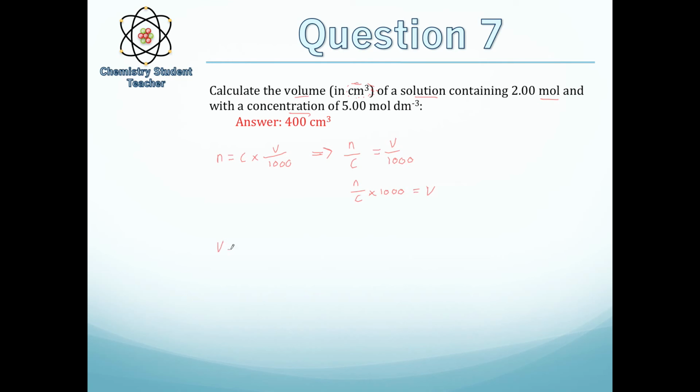So all we have to do now is, using the numbers given in the question, which I recommend underlining while you're reading through the questions, just put them in. So number of moles, 2.00, over concentration, which is 5.00, all times by 1000. When you put that in the calculator, you get 400 centimeters cubed. Notice it's three significant figures again, because we've got 2.00, which is 3, and 5.00, which is 3 significant figures.